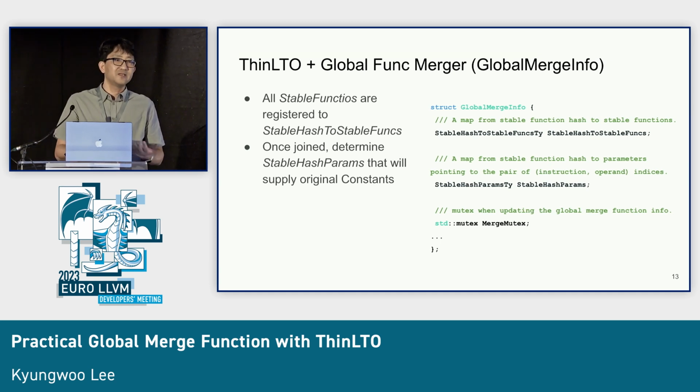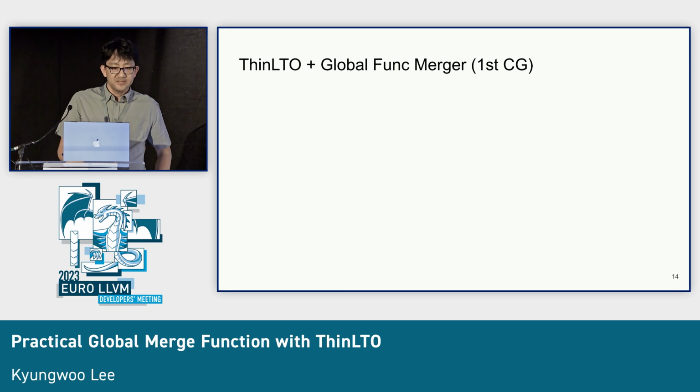So once everything is published, we need to determine the minimal set of locations of constants that are different across the same stable functions. So that actually becomes a parameter. Let me give you a more concrete example.